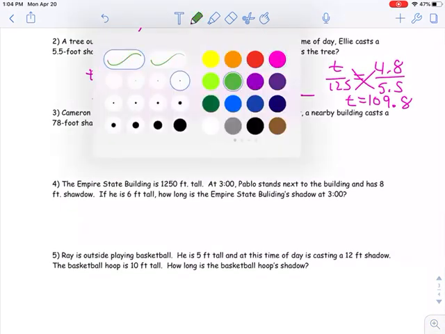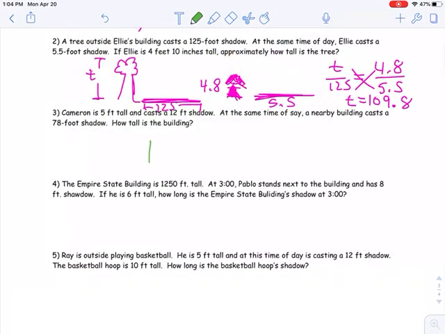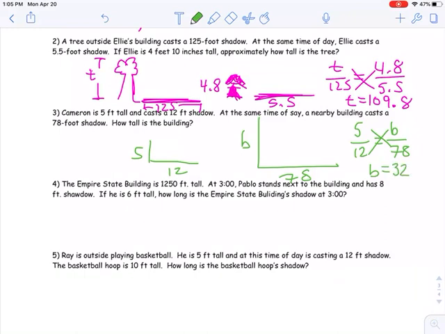Some similar problems. Cameron's 5 feet tall and has a 12-foot shadow. A nearby building casts a 78-foot shadow. Hopefully we'll call that B. Cameron's 5 feet, 12-foot shadow. The building casts a 78-foot shadow. Cross multiply. All these calculations will take place off screen. It's a mystery how I got these numbers. B equals 32.5.